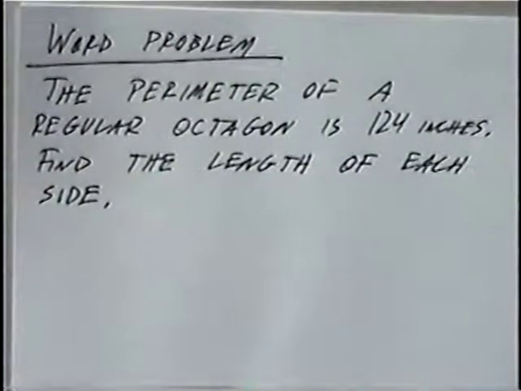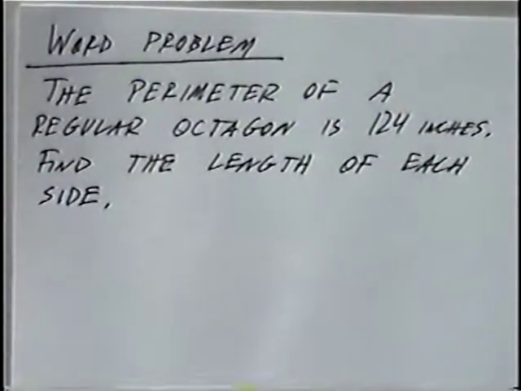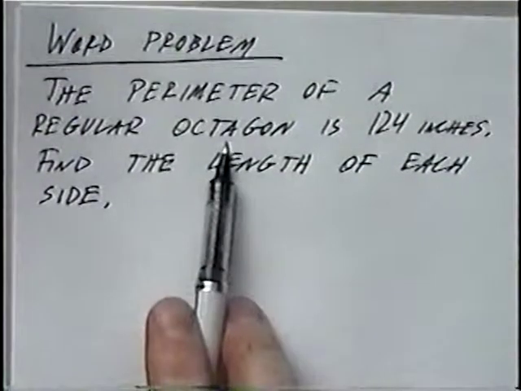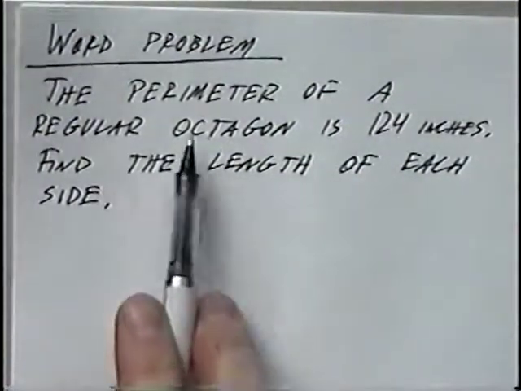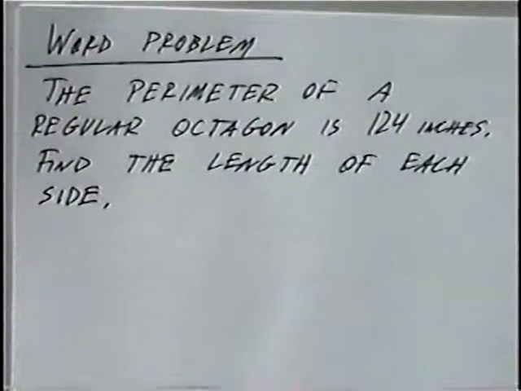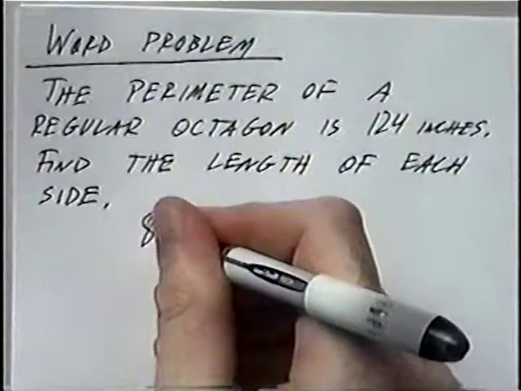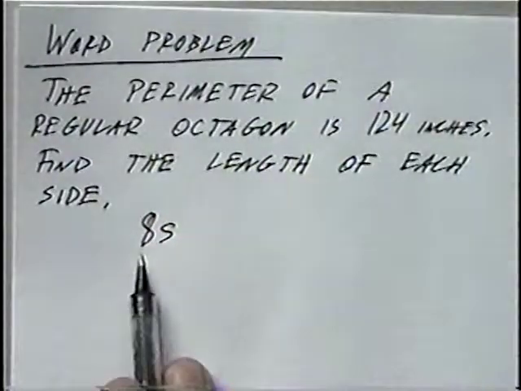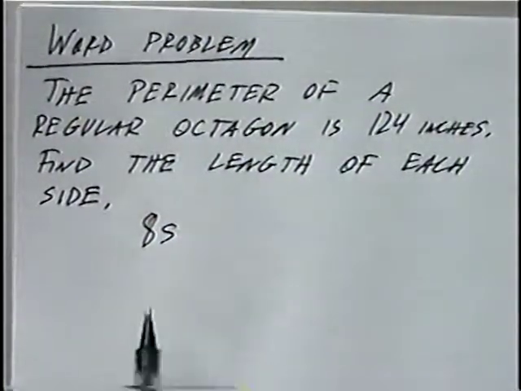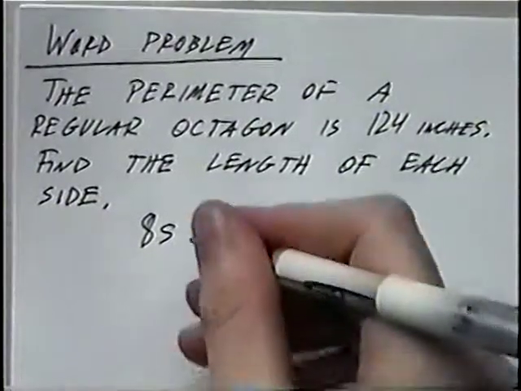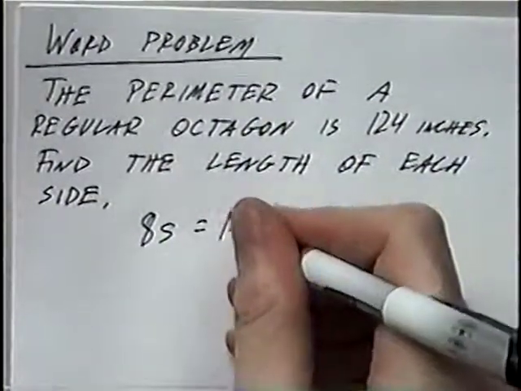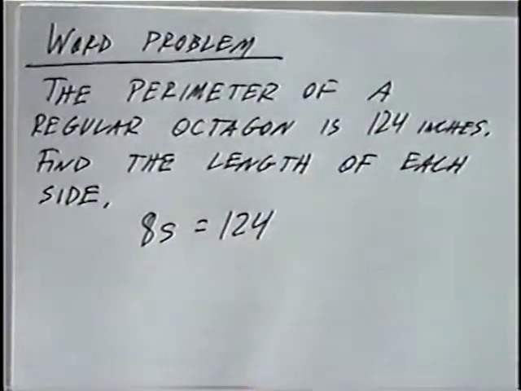Perimeter of a regular octagon is 124 inches. Find the length of each side. From geometry, an octagon has 8 sides. A regular octagon means every side is the same length. So the perimeter for a regular octagon would be 8 times s, 8 times each side, because each side is the same distance. Equals, from the problem, 124 inches.